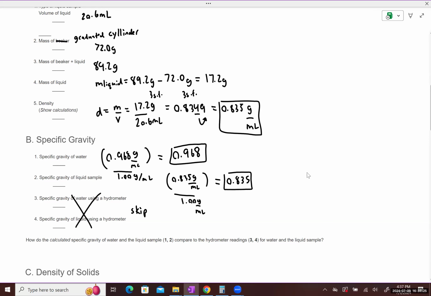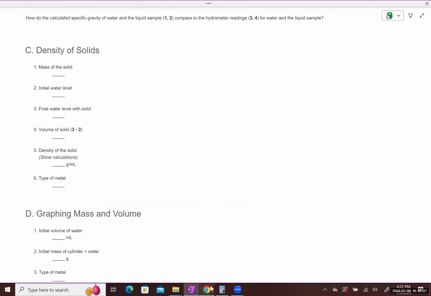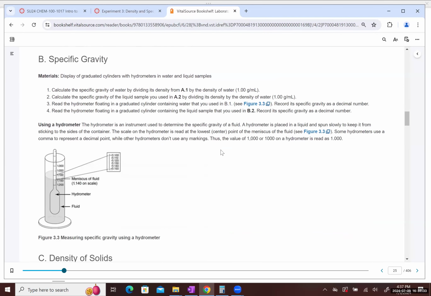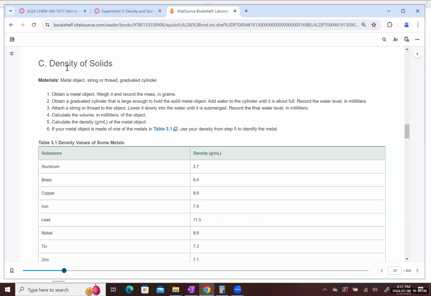Okay, now let's move on to part C, where we look at the density of solids. So again, let's read through our procedure. For the density of solids, we're going to obtain a metal object. We're going to weigh and record the mass. We're going to obtain a graduated cylinder. We're going to add water to the graduated cylinder and record the volume of water. From there, we're going to add the object into the water and record the final water level in milliliters. From there, we can calculate the volume of the object via water displacement.